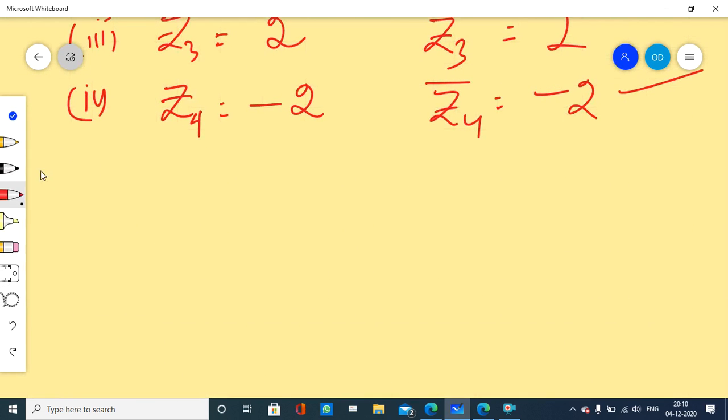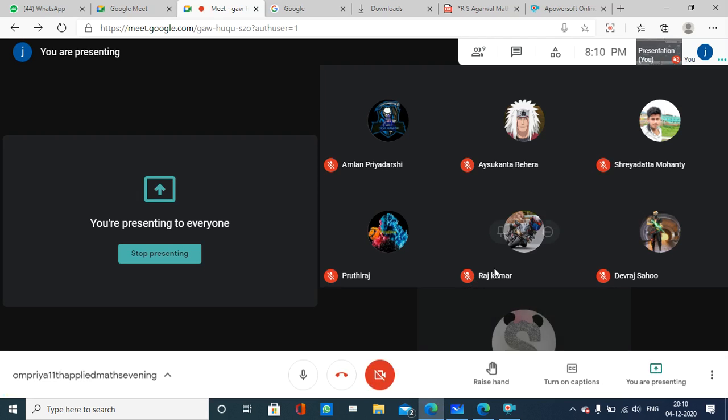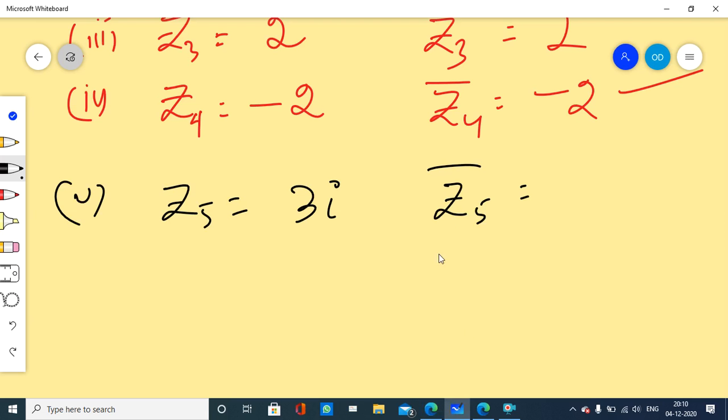Now suppose I give you another complex number z5, which is 3i, and I want you to find its conjugate. Come on, give me a quick answer. What is the conjugate of 3i?